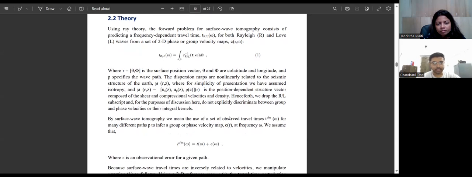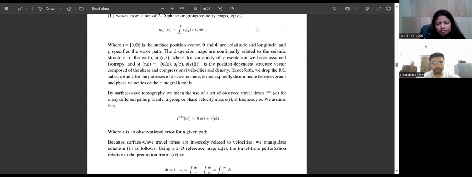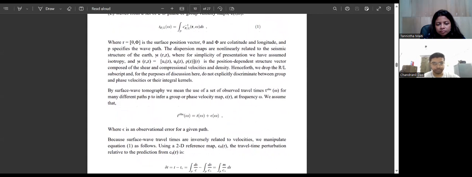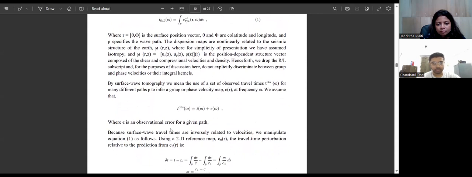Next, in surface wave tomography, a set of observed travel times for defined paths is used to infer a group of phase velocity maps, that is the C_R, which I just said above, and the frequency. We're assuming that the observed one is just a summation of two terms, for the Rayleigh as well as for the Love one, and the error term is being taken into consideration over here.